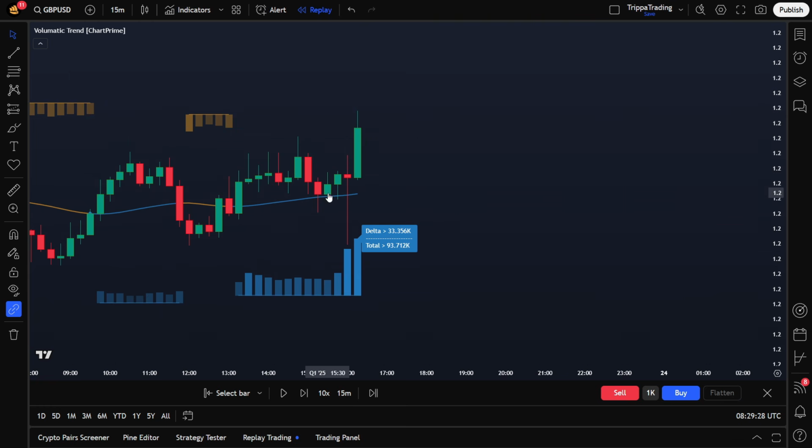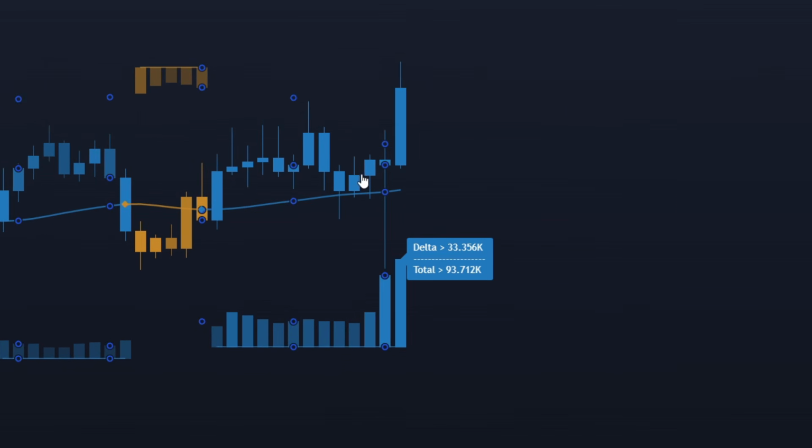Now, here's another clean buy example. Price is trending up with a solid blue ribbon. It pulls back gently and taps the trend ribbon. The candles get darker, suggesting less volume, but right as it starts bouncing, we see a sharp pop in the histogram. Bright blue bars rising quickly.